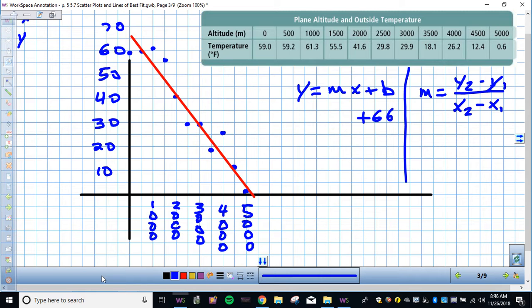So the way we get the slope is you pick two dots that are on the line, right? I could have picked this dot as well, that's fine. Could have picked that dot. I just picked these two dots because they were right on the line, okay? So we're going to get the slope using those two dots. So we've got the point at 2,041.6. And we've got the point at 3,029.9.